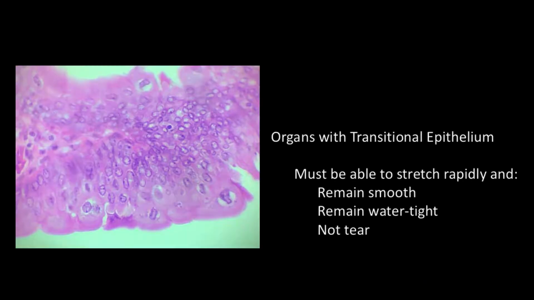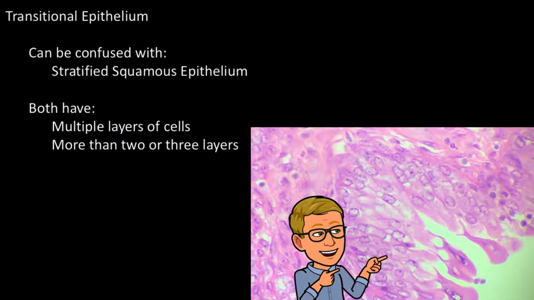These are all places where the volume or the diameter of the organ or the tube needs to change rapidly over time due to a sudden increase of urine volume or pressure. The lining in this case needs to be able to stretch, and it needs to remain watertight while it's stretched, but it has to remain smooth and it cannot tear. So that's a unique set of requirements that's going to change the shape and the structure of the cells and their arrangement. So that's what we're going to look at.